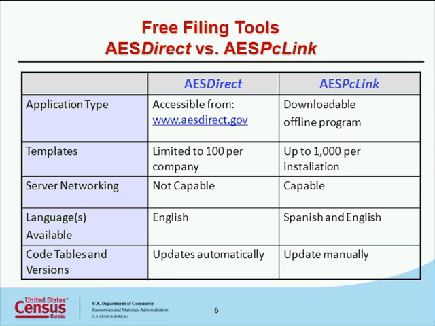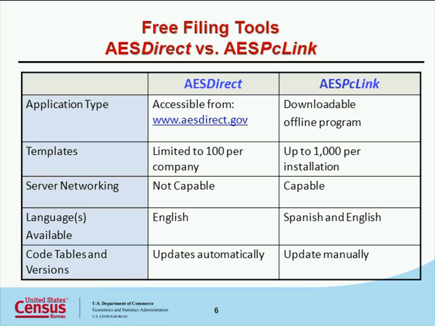AESDirect is an interactive filing method that allows you to log in online at aesdirect.gov and transmit your shipments directly to the automated export system. AESDirect checks for any errors, and if they are found, it responds with a list of errors. The errors will direct you to what needs to get corrected and ask you to change the input. Once all errors are corrected, an internal transaction number for that shipment will be sent to your email.